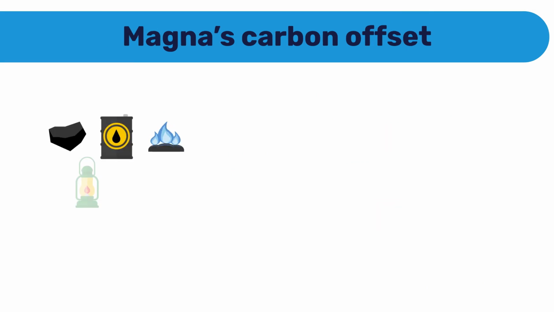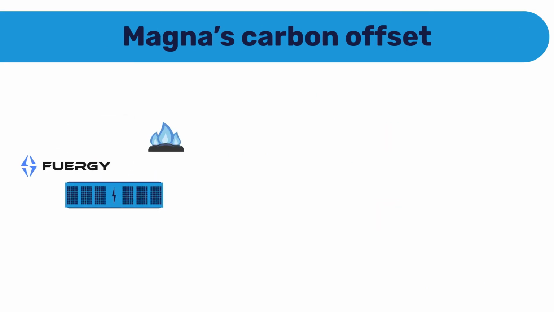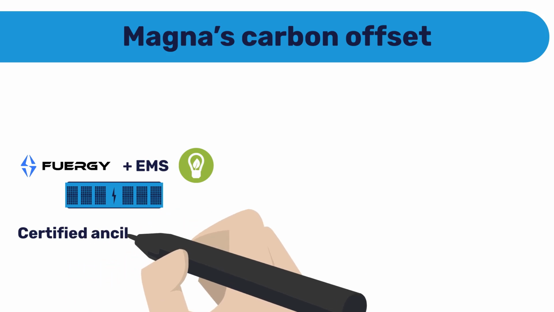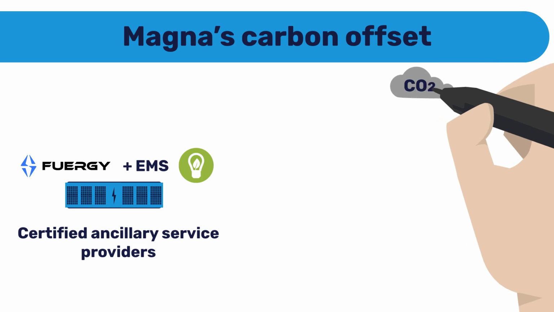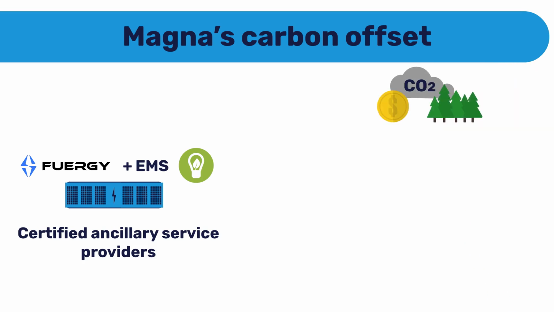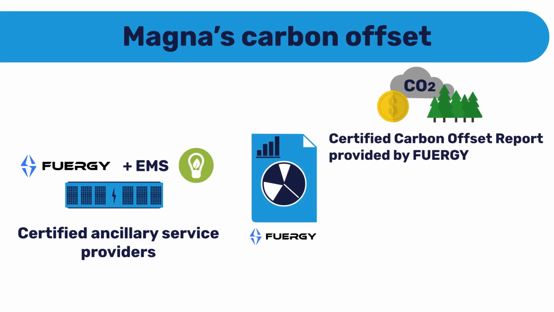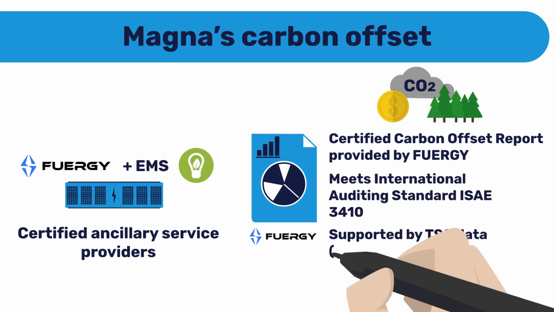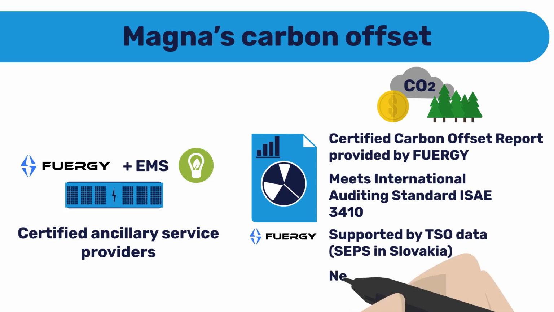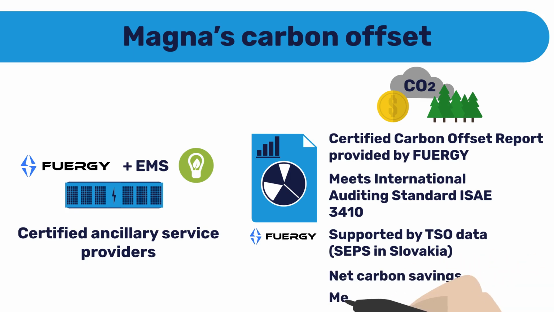Fuergy's emission-free solution efficiently replaces the energy sources typically activated as certified ancillary services, which are mostly fossil fuel-based. Magna will then generate carbon savings which can be claimed in the Fuergy's Certified Carbon Offset Report. This unique report follows the international auditing standard. It is supported by data from TSO, contains net carbon savings, and complies with the standards for ESG reporting.